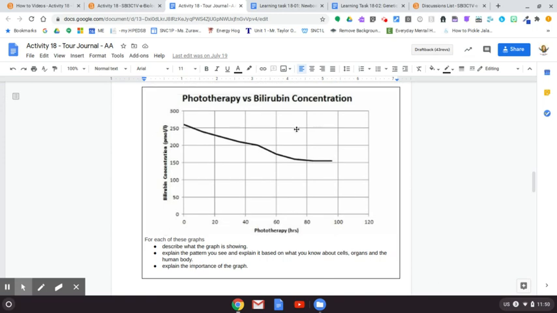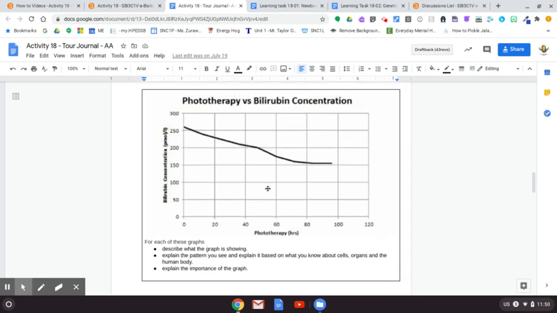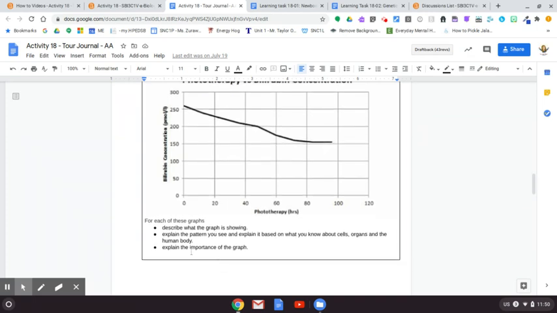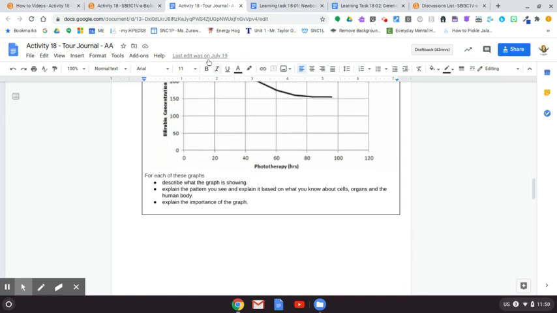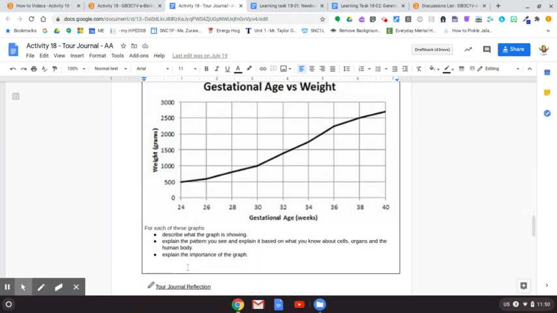Again, your next graph, you're going to do the same thing. So you're looking at a different trend, kind of this downward trend, as you look at phototherapy and the levels of bilirubin that are within an infant. So you're going to talk about what the graph is showing. You're going to explain the pattern that you see based on what you know about cells, organs, and the human body. The content area is pretty specific to the impact in babies. So you're going to want to link to that. And then you're going to explain the importance. So why is this graph important to see this trend overall with increase in phototherapy to see a decrease in the concentration here? So you need to make that link.